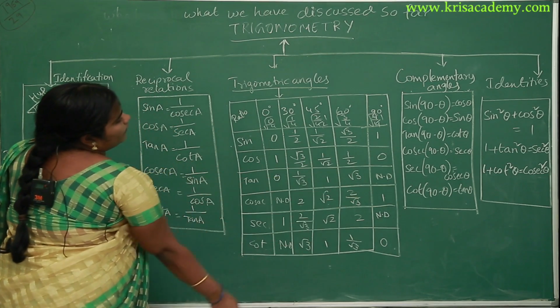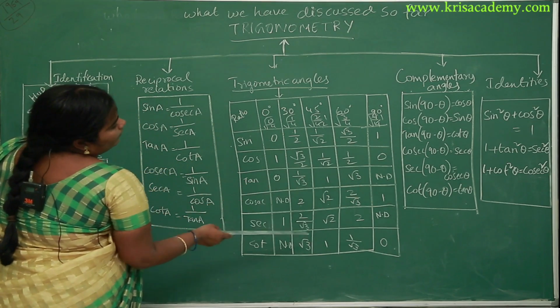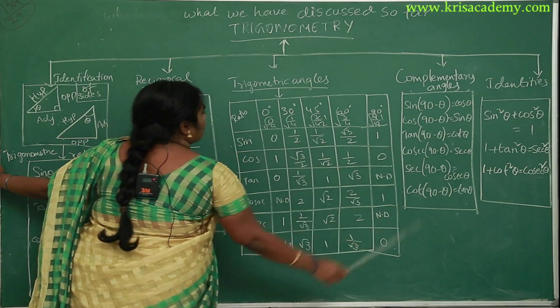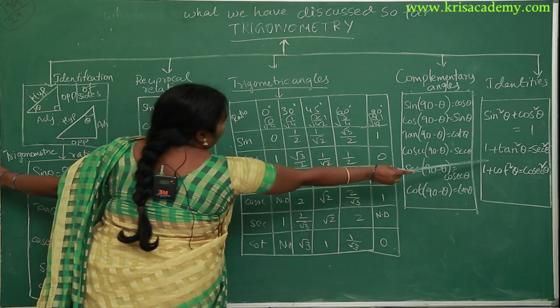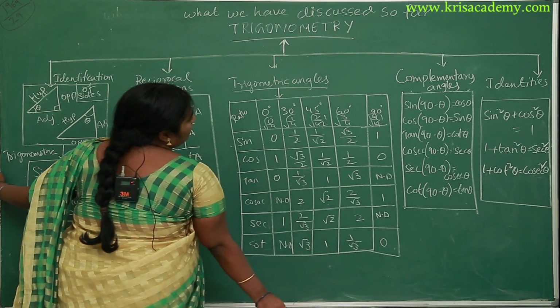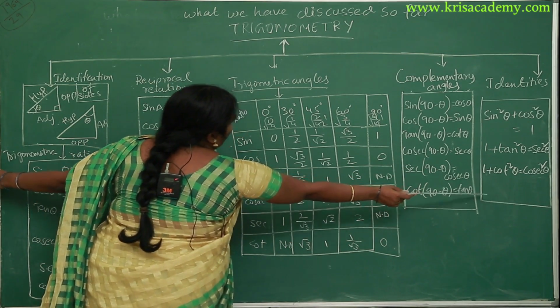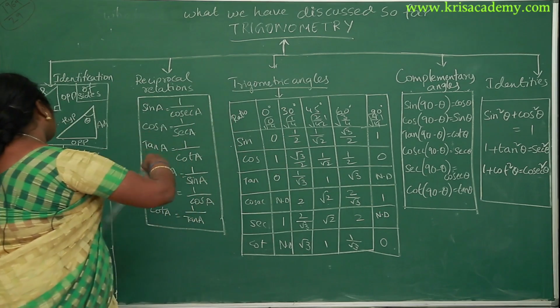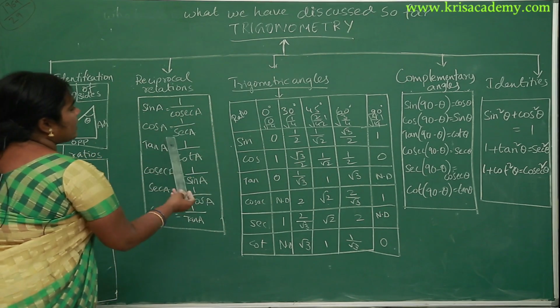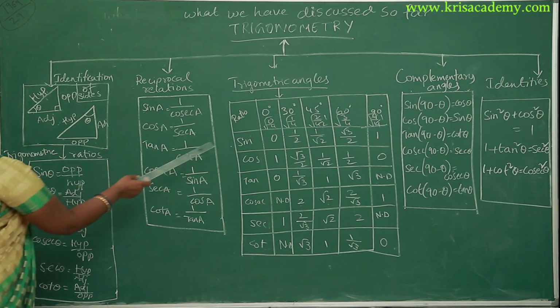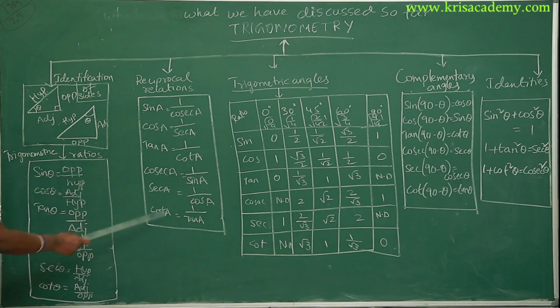Now the last topic of this chapter is identities. We have three identities. Sin square theta plus cos square theta is equal to 1. 1 plus tan square theta is equal to secant square theta. 1 plus cot square theta is equal to cosecant square theta. Before going to the exam, if you go through this flowchart, at least you will know a few formulas, because with the help of formulas, reciprocals and angles only, we will solve the trigonometry problems.